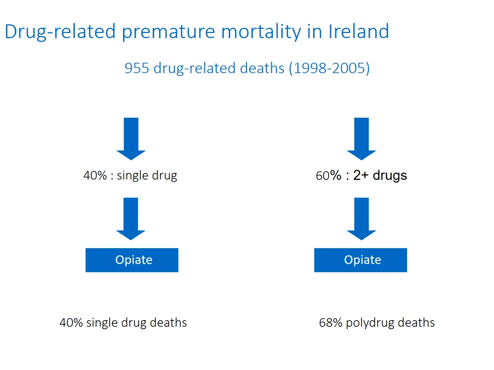In Ireland, reviews between 1998 and 2005 show there were 955, or just under 1,000, drug-related deaths. 40% of these were due to single drug use, but 60% were due to polydrug use, 68% due to polydrug use.